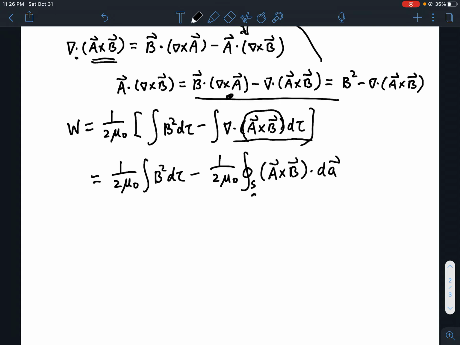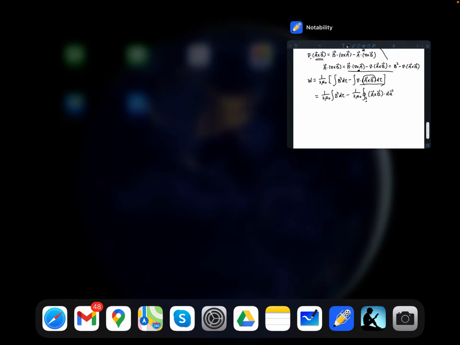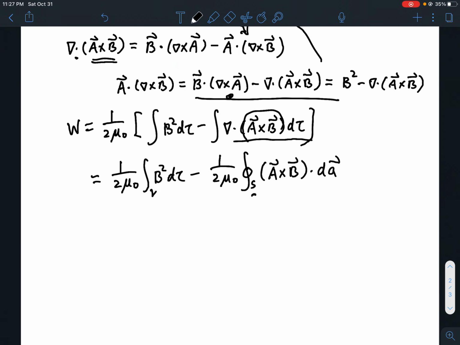Okay, so this is what we have. Now let us consider that we can take the volume integral. We can take the entire volume that is occupied by the current. So let us say this is the volume, and this is the surface that is bounding this volume V.